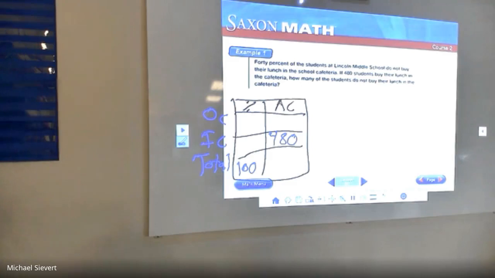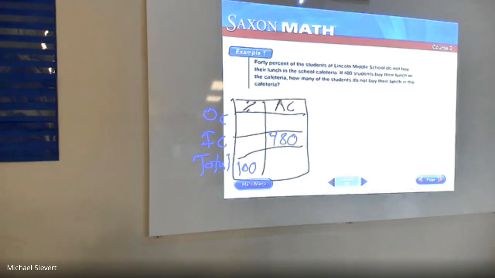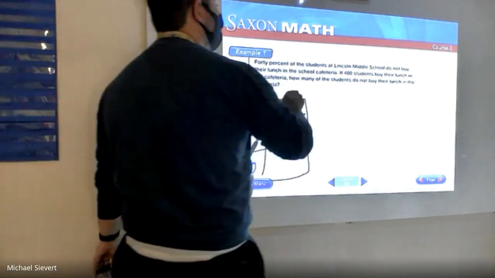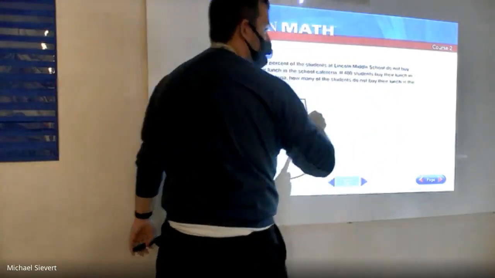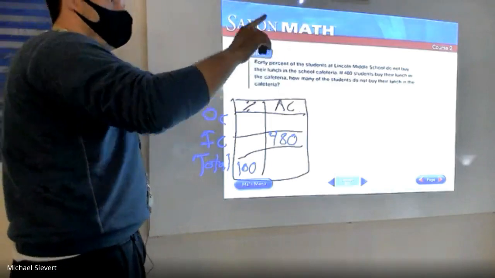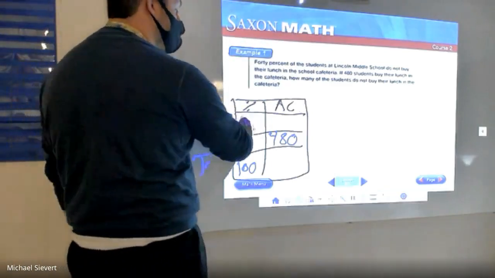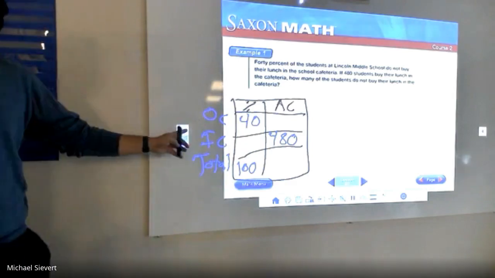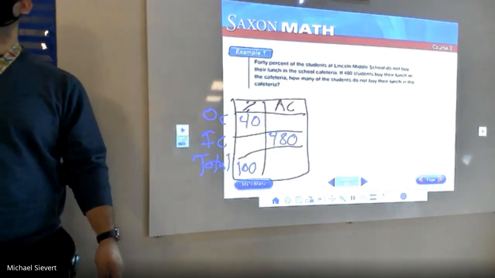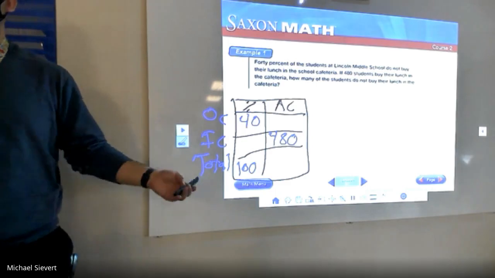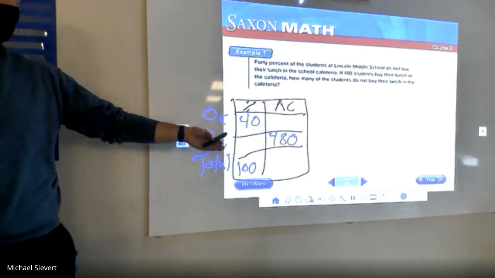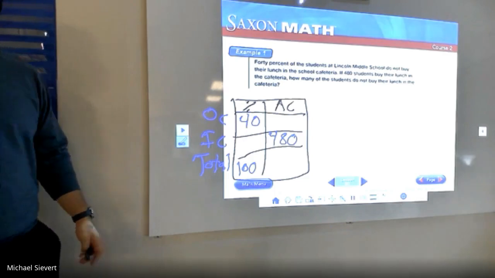Now, it says 40% of the students at Lincoln Middle School do not buy their lunch in the cafeteria. Where does that 40% go? Does it go in IC or OC? Perez? OC because it says do not buy. So it goes out of the cafeteria. They bought it outside of the school. But you're right. And you got the second part right. It does go in the percent side. Now, what is the missing percent? You can do this with simple subtraction. What's left? If 40% is them, what's the IC? Ethan? 60. Correct.